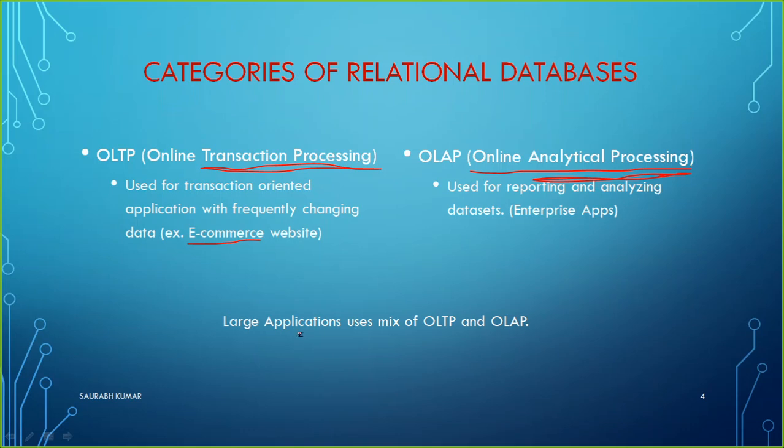If we talk about large applications, those that work in real time and also help you do analysis or reporting, that big type of application uses a mix of both. It has both types of scenario. Some things are frequently changed, and some things are permanent and you are just analyzing and generating reports out of them. So these are the two categories of relational database. We have OLTP, we have OLAP.